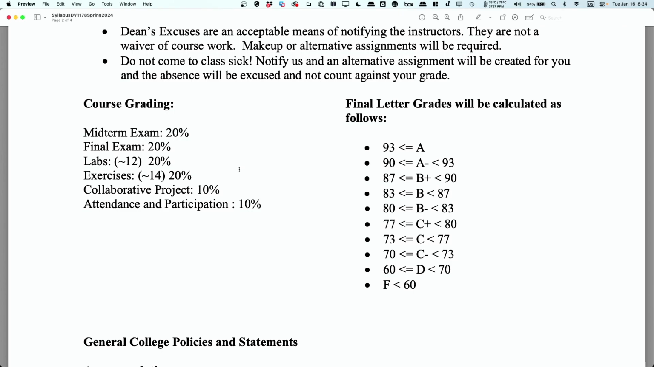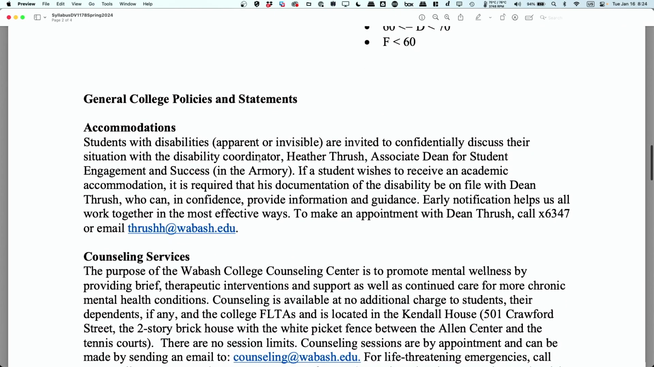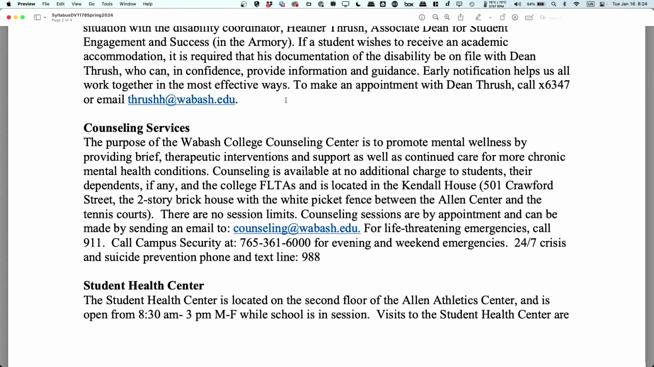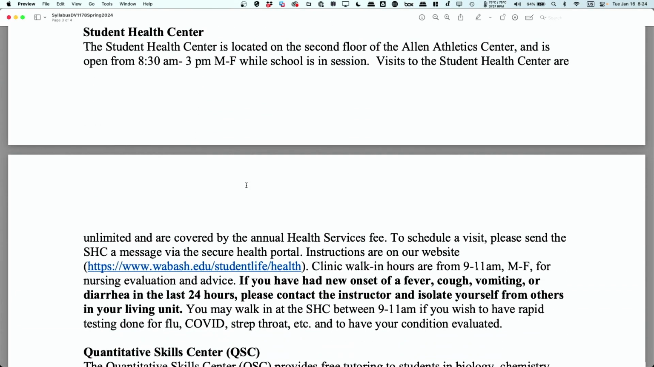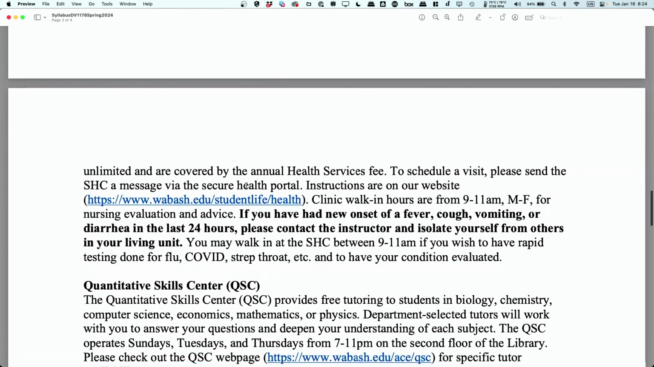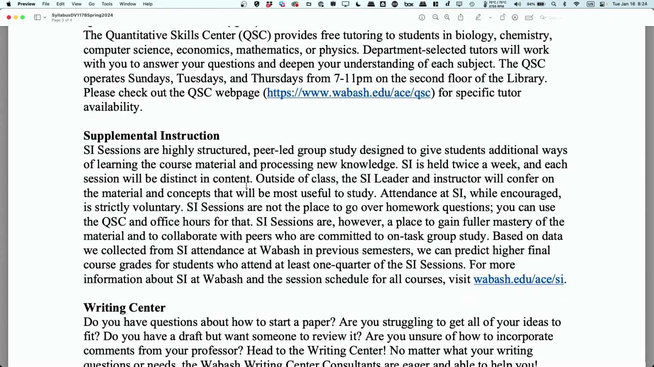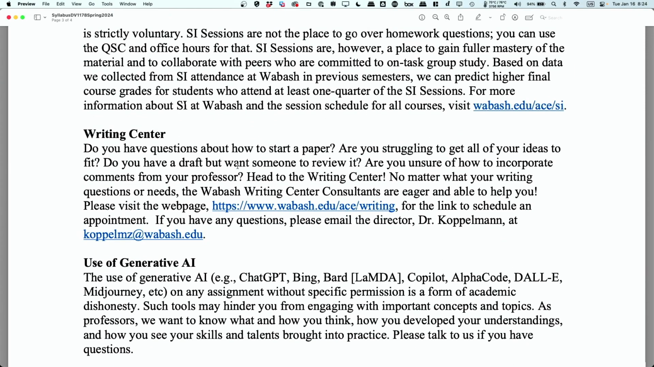There's a bunch of boilerplate things at the bottom here, college policy. A couple of important ones would be, of course, accommodations. Those of you for whom this applies, you know the deal. Talk with Heather, talk with us. The counseling center is available. Health center, if you do get sick, it's gonna happen to somebody. Quantitative skills center, supplemental instruction, doesn't really apply to this course, but it may to your others, so take advantage of it if it does. Writing center, again, not super relevant to this course, but not completely irrelevant.